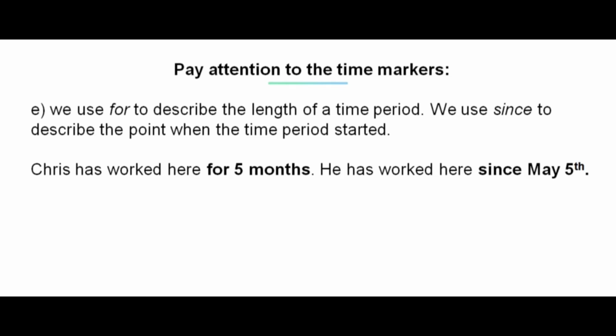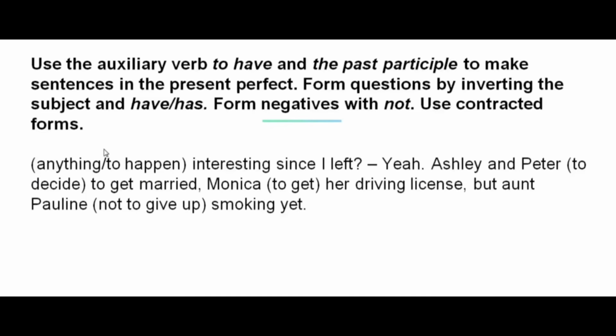And now, let's review and practice a bit. Remember that we use the auxiliary verb to have and the past participle to make sentences in the present perfect. Now read the following sentences and form questions by inverting the subject and have or has. Form negatives with not and use contracted forms.